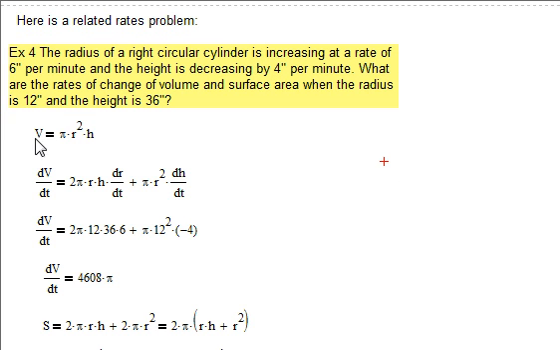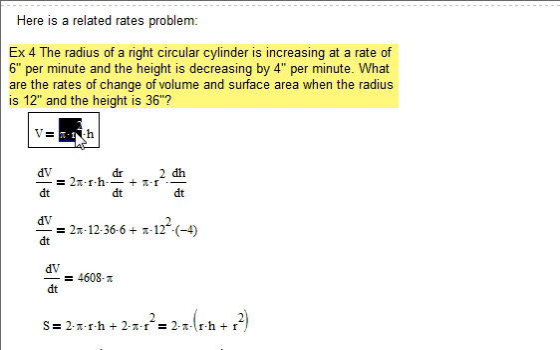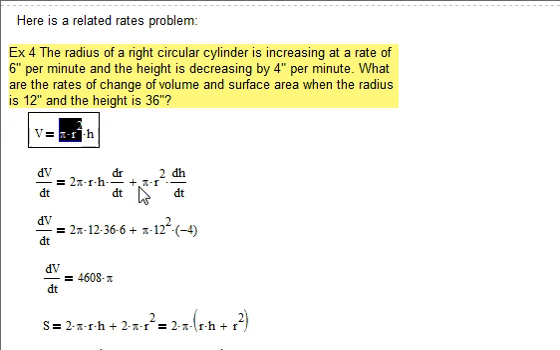Okay, interesting question. Well, we can start with the volume of a cylinder, V = pi r squared h. Differentiating with respect to t, we get dV/dt, and we apply the product rule. First, the derivative of the first times the second: the derivative of pi r squared is 2 pi r times the derivative of the inside function, dr/dt, times h, plus the derivative of the second times the first, so that's pi r squared times dh/dt.